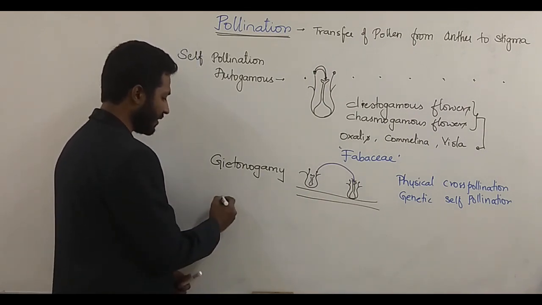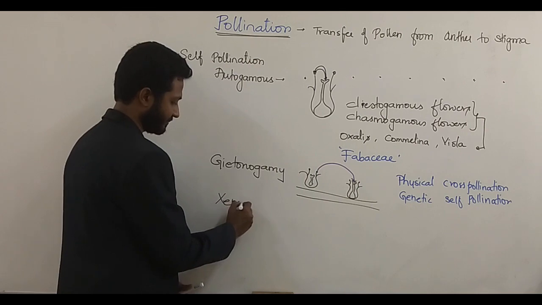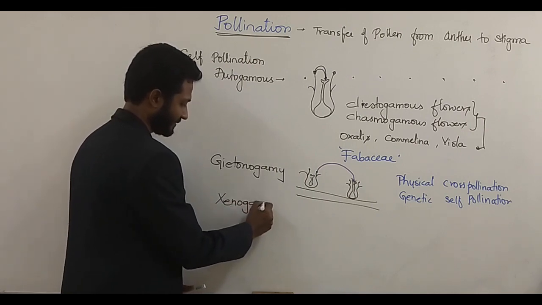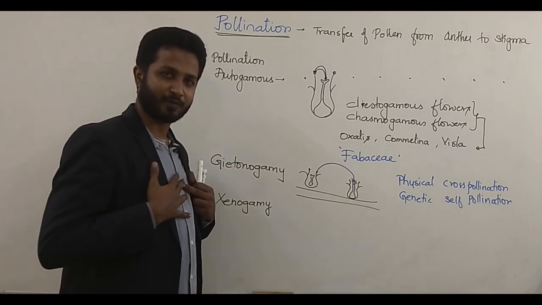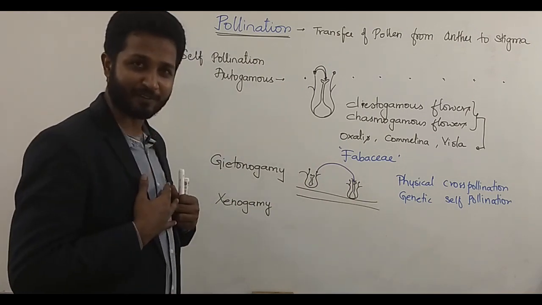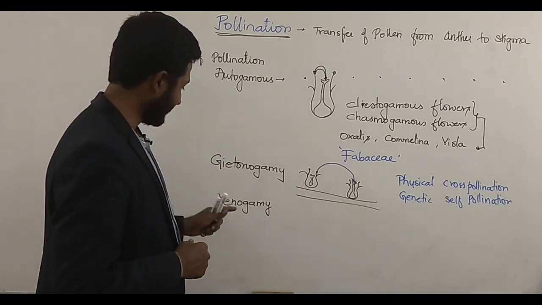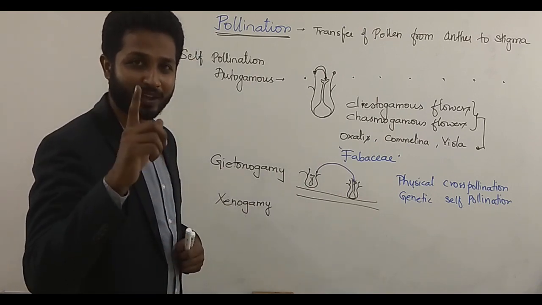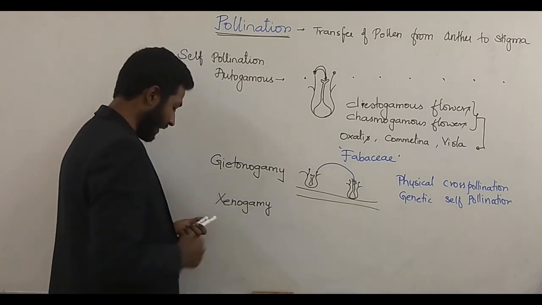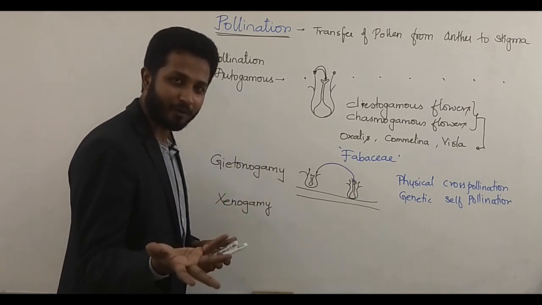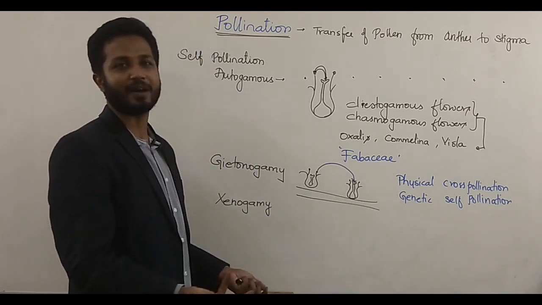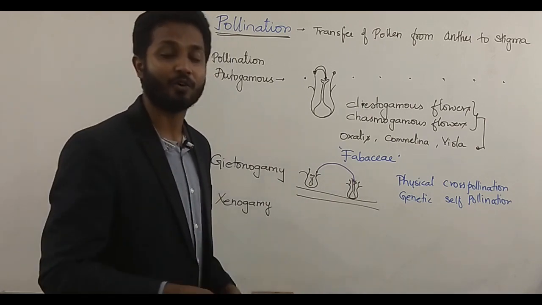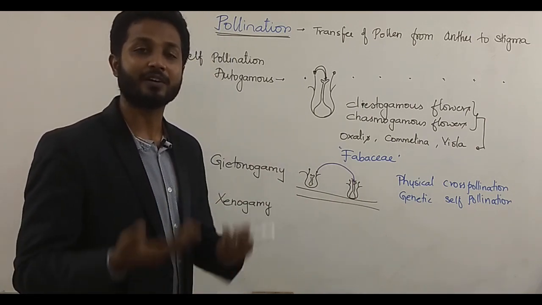The last one is Xenogamy. Like we are from Karnataka, so we don't call it xenogamy, we call it genogamy. So in the case of xenogamy, what do we observe? Xeno means stranger. Gamy means marriage. Marrying a stranger whom you never knew, you have not seen.